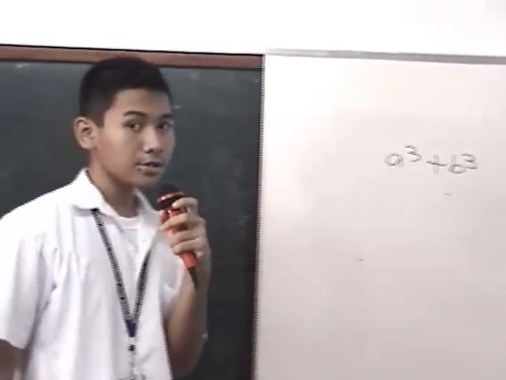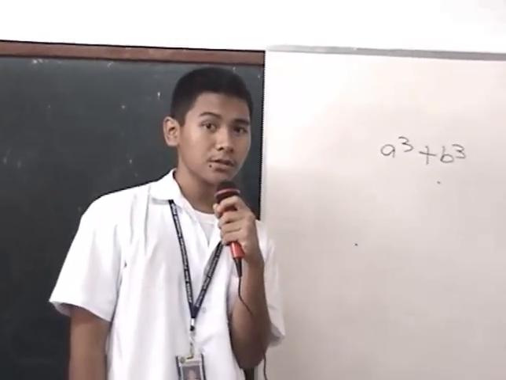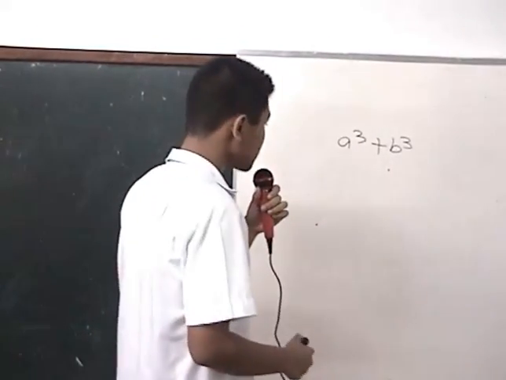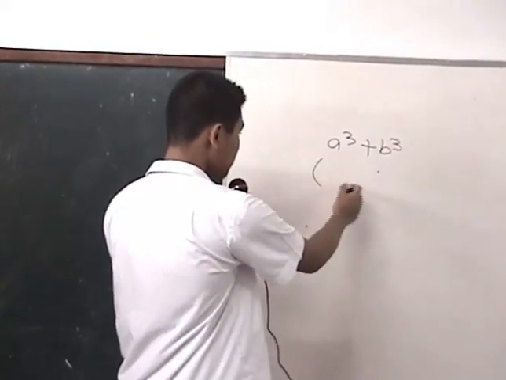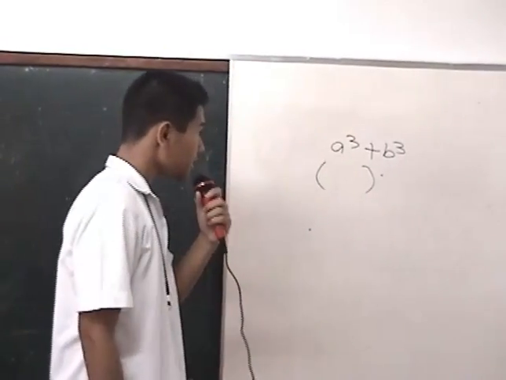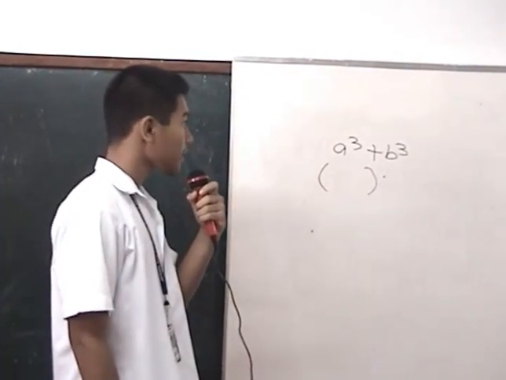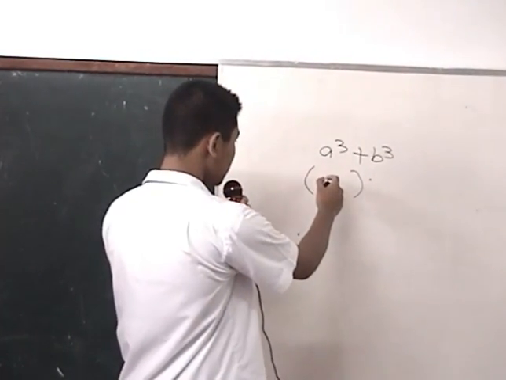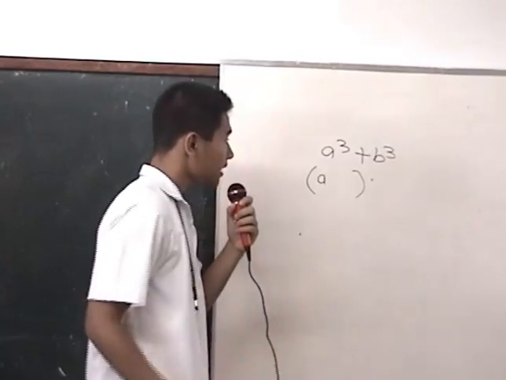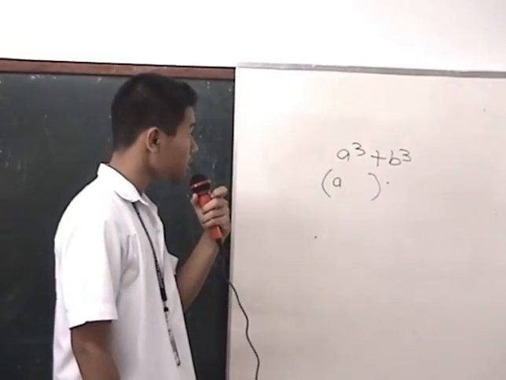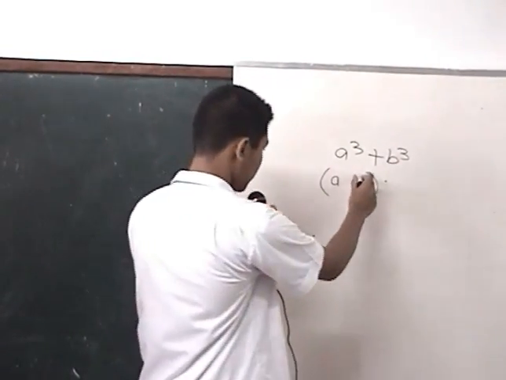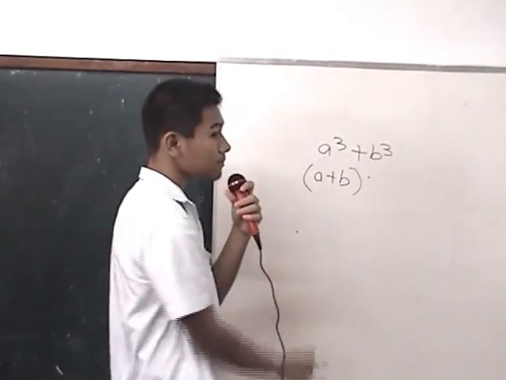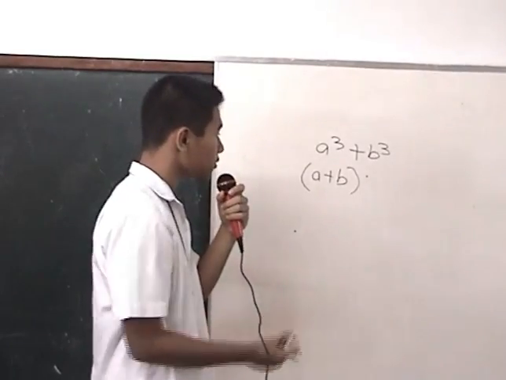In getting the factors of the sum and difference of cubes, we'll come up with a binomial and a trinomial factor. First, we get the binomial factor. In getting it, we first find the cube root of the first term, a cube, which is equal to a. Then the cube root of the second term, b cube, is equal to b. We write the positive sign because it is the sum of two cubes.